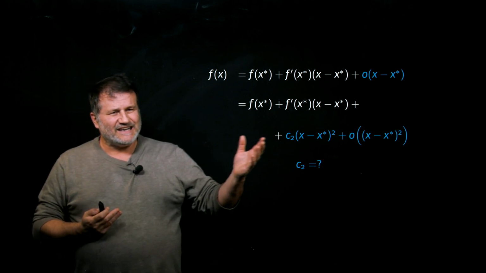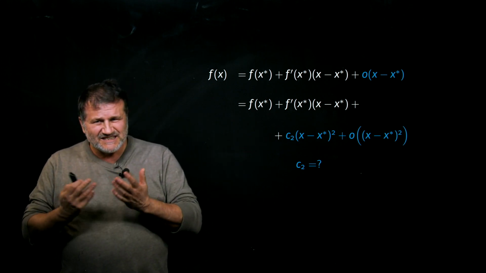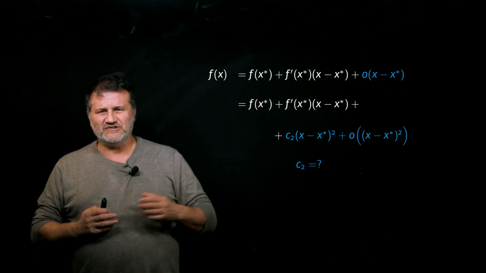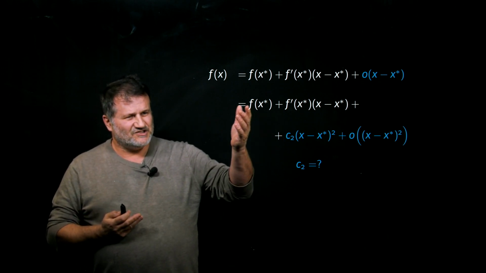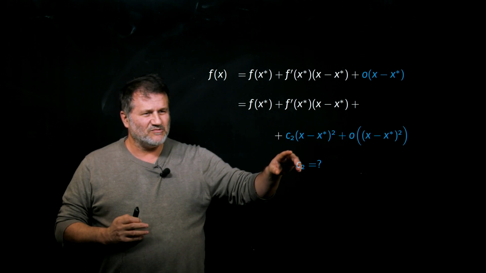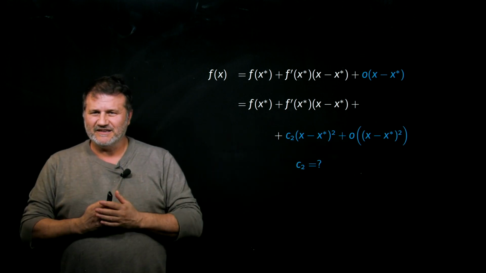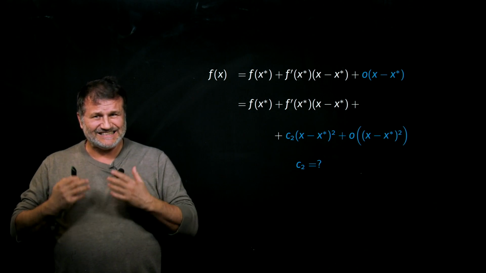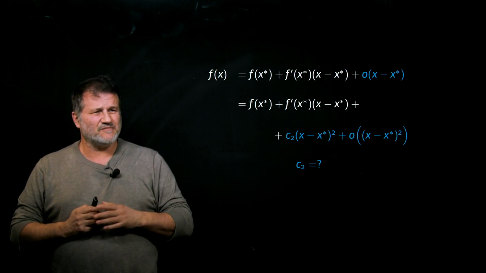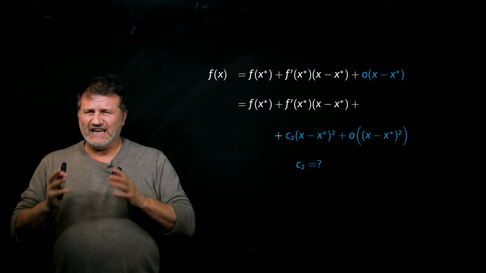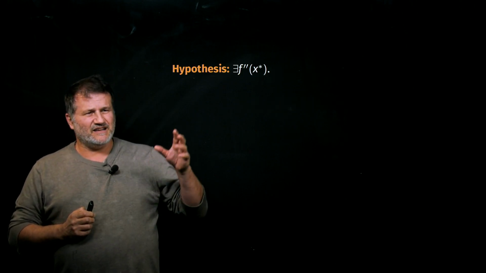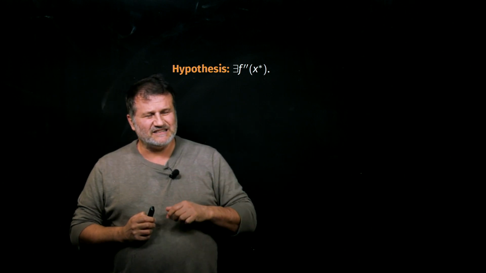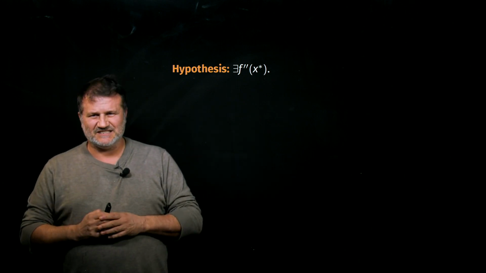Well, we can expect that the answer is somehow related to the curvature of f, because a straight line is straight and the quadratic term is parabolic. So, in other words, we expect that this has to do with the second derivative of f at point x*. And this is exactly what happens. In fact, we assume that the second derivative at point x* exists.